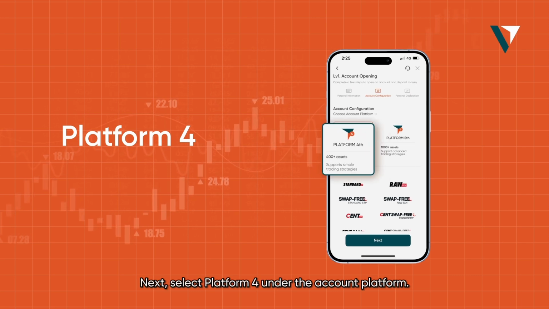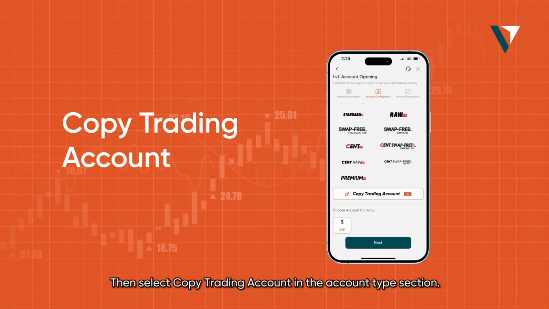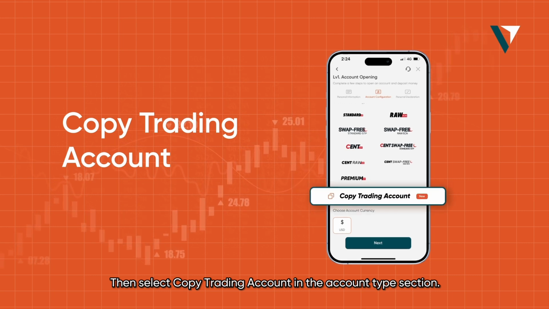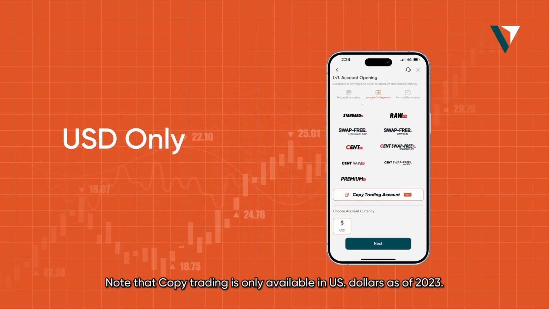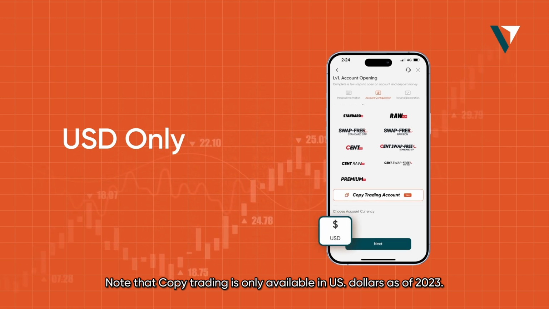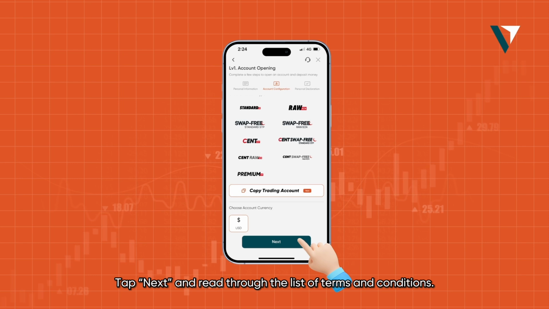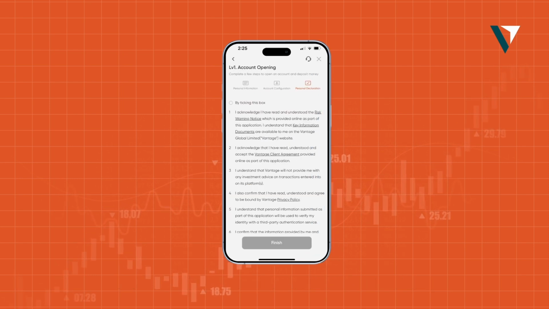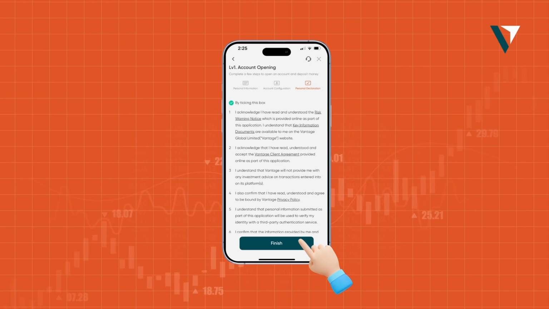Next, select Platform for under the Account platform. Then select Copy Trading Account in the Account Type section. Note that copy trading is only available in US dollars as of 2023. Tap Next and read through the list of terms and conditions. Then, tick the box to acknowledge and continue.